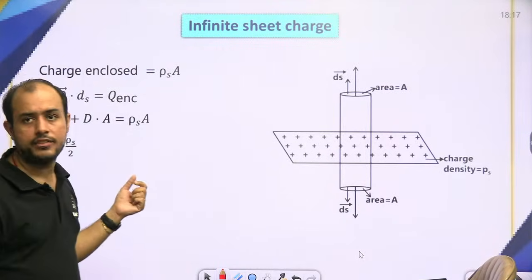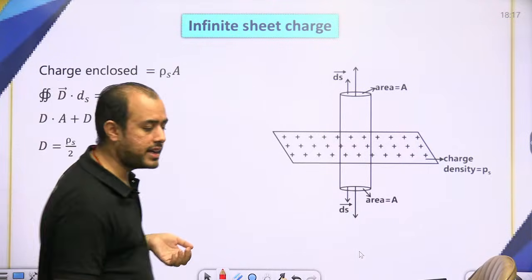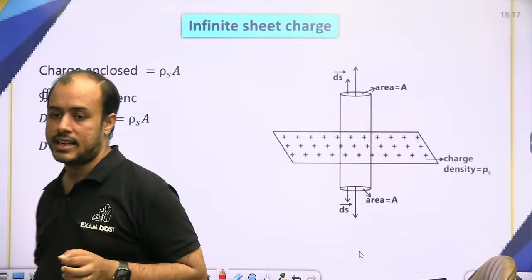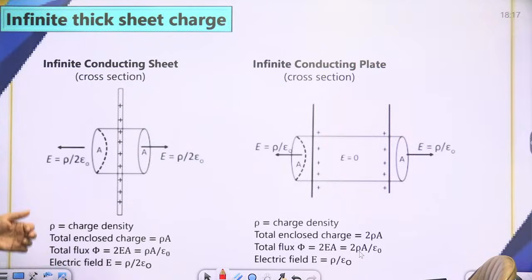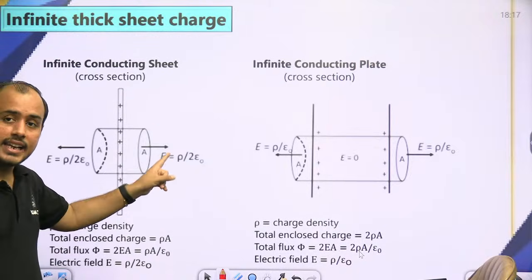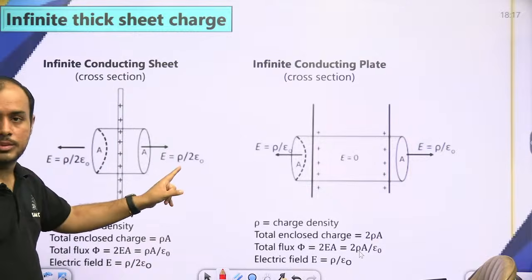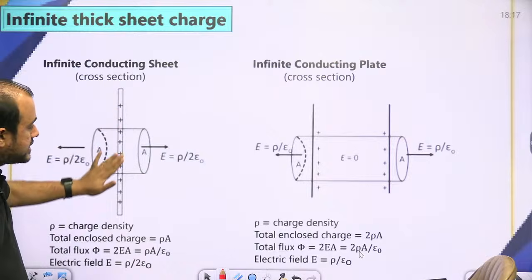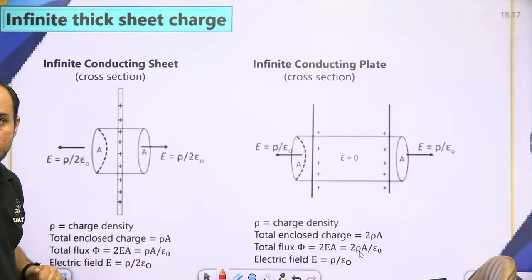For an infinite sheet, we already know rho s by 2 is the flux density. Rho s by 2 epsilon is the electric field. But if it is a thick sheet, the electric field is divided on the two sides as rho by 2 epsilon, rho by 2 epsilon. Here also it was rho by 2, so here surface charge density is rho. On the two sides it is rho by 2 epsilon, rho by 2 epsilon.